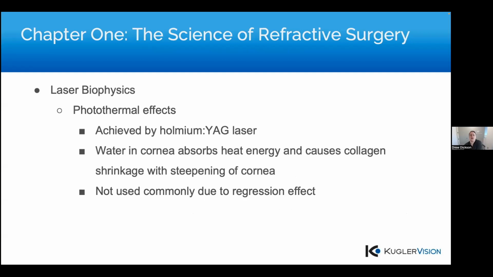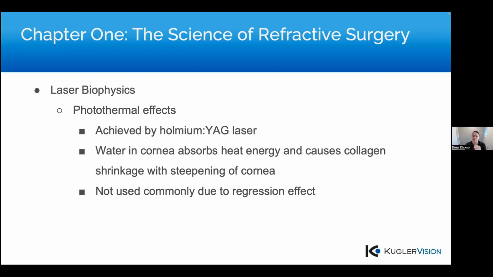The last type of laser energy that this chapter discussed was photothermal effects. So this is achieved with a holmium YAG laser. Essentially using this laser to change the shape of the cornea creates heat energy. So it's a thermal effect and causes collagen shrinkage with steepening of the cornea.